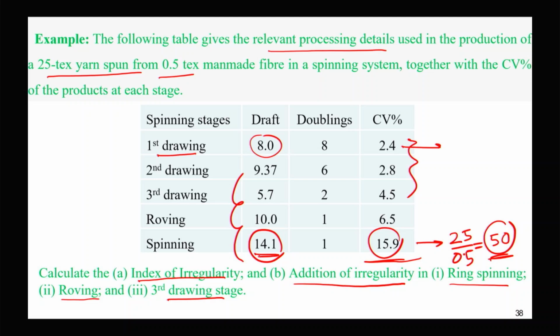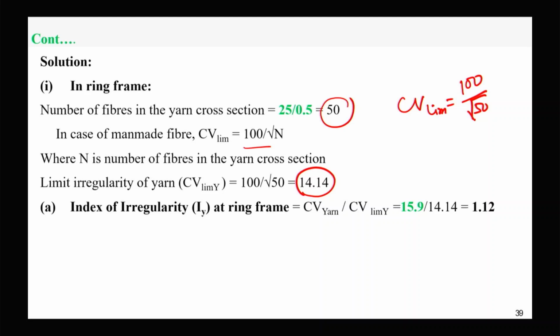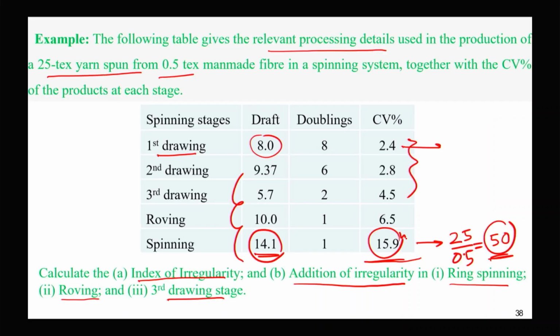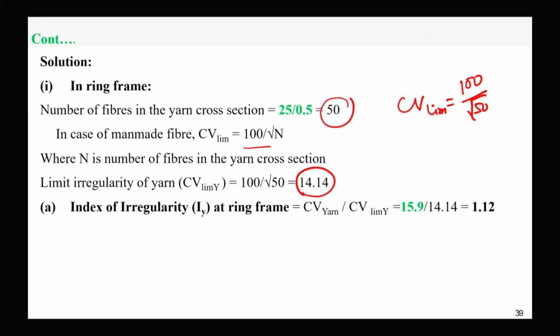CV is 14.1. Sorry, I think this will be 15.9. No, sorry, 15.9, right? 15.9 was the CV percent. Okay, draft was 14.1. So limiting CV is 1.12.